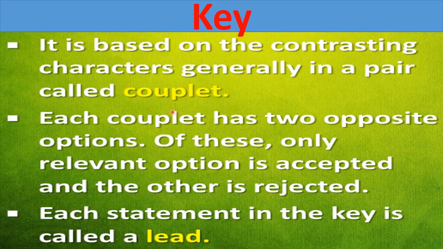So each couplet will have two options, like I am saying that either the plant will be tall or it will be dwarf. The relevant option will be accepted, meaning if the plant is tall then you can choose it, or if it is dwarf, you can accept that character and reject the other one. Each statement in the key is called a lead.